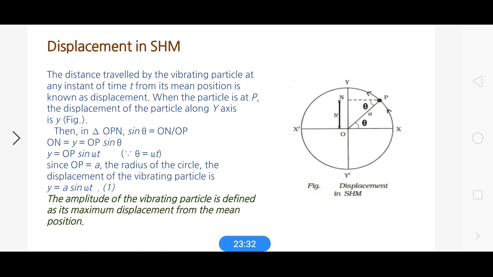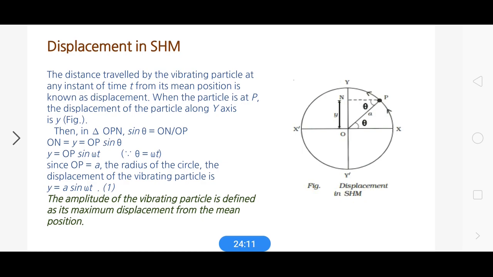The foot of the perpendicular is making simple harmonic motion. So consider the displacement of the foot of the perpendicular from the mean position. What is the foot of the perpendicular's position? When the particle is at P, the foot of the perpendicular is at N. And what is the displacement covered by the foot of the perpendicular? It is y from the mean position O. So the displacement of the particle executing SHM is y.